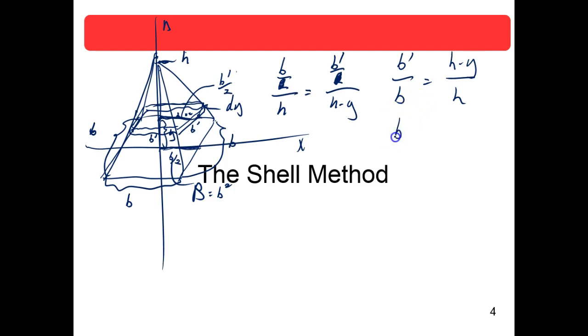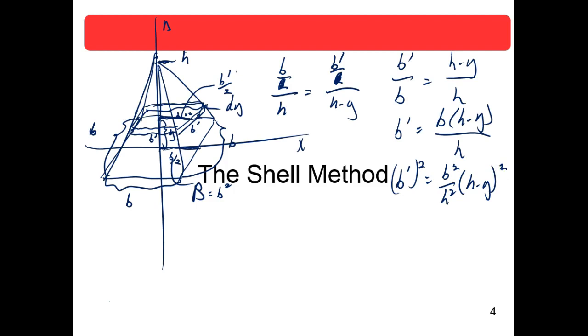So we'll write b prime is equal to b times h minus y over h, knowing that h and b are all known. With whatever pyramid that you've got there, you know those. The area of this base is b prime squared, so this is going to be b squared over h squared times h minus y squared. Right? Everybody okay with it? Okay.